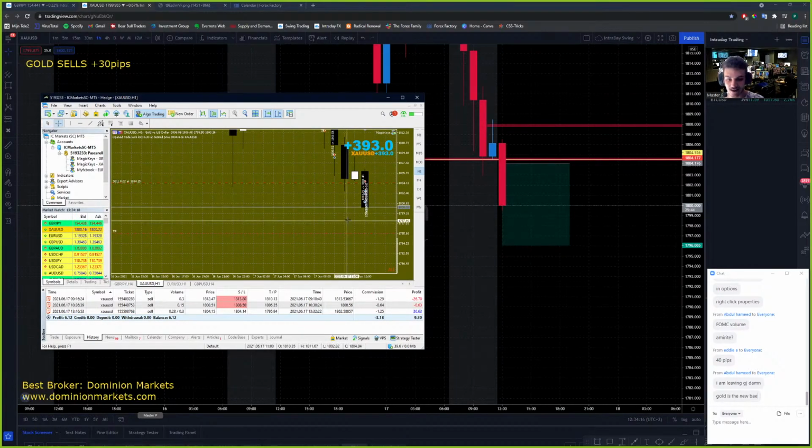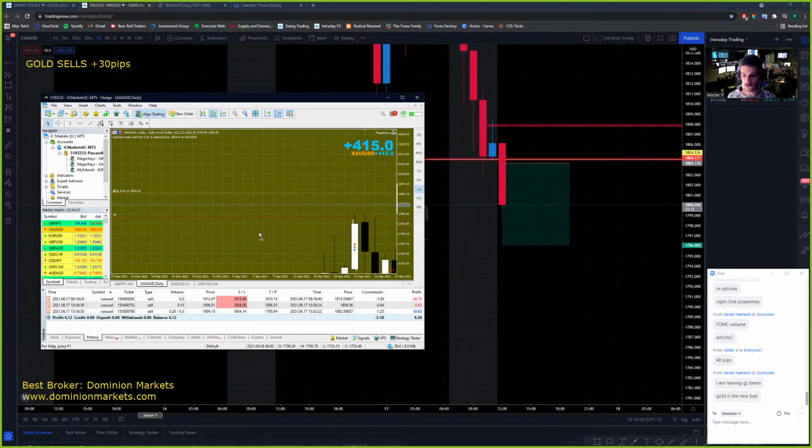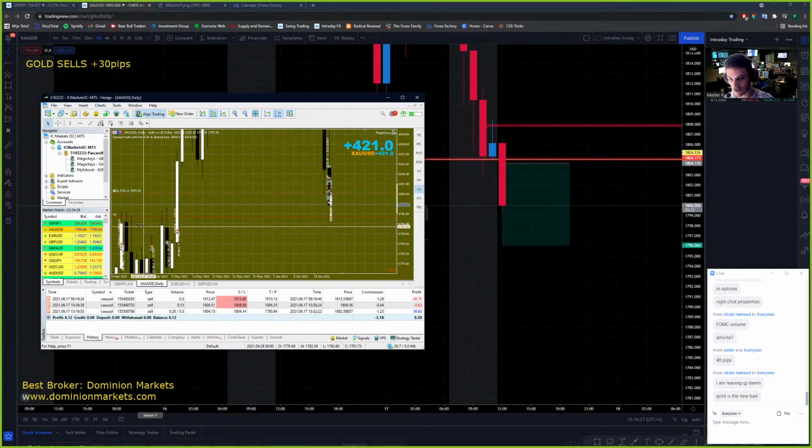So yeah, I think with a little bit more volume coming in, we can definitely hit the 80 pips TP, which should be, you know, this first area on the daily.